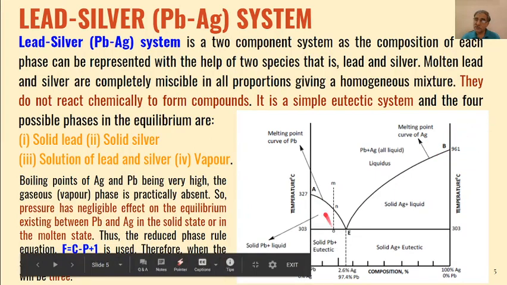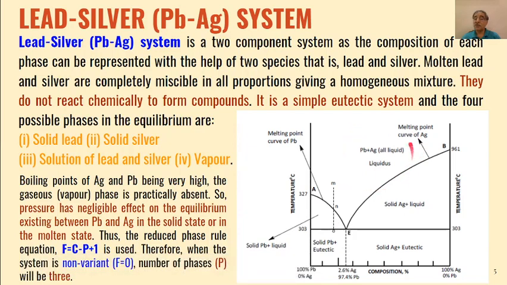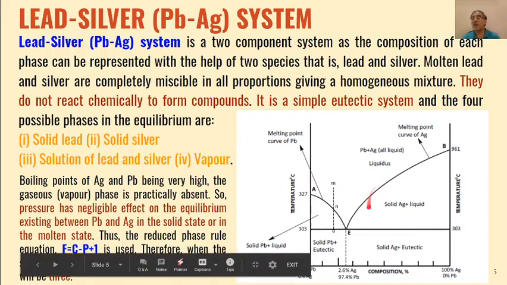Over this phase diagram, from this point to this or this point to this, we will have all types of liquid solid mixtures. So in this area we will have solid lead plus liquid. In this area we will have the liquid state of the lead silver mixture, all liquid, which is called liquidus. Then in this area we will have solid silver plus liquid, and in this area solid silver plus eutectic mixture, and solid lead plus eutectic mixture.